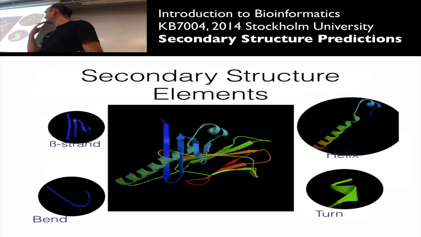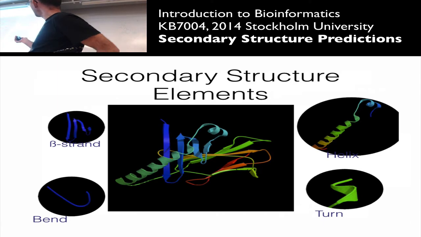So, as I said, this is the element. You can make from a structure, you can extract the element. You can identify this. We have a beta strand, we have a helix, we have some turns or some bends that can be important too. So one problem here was we need to classify this.